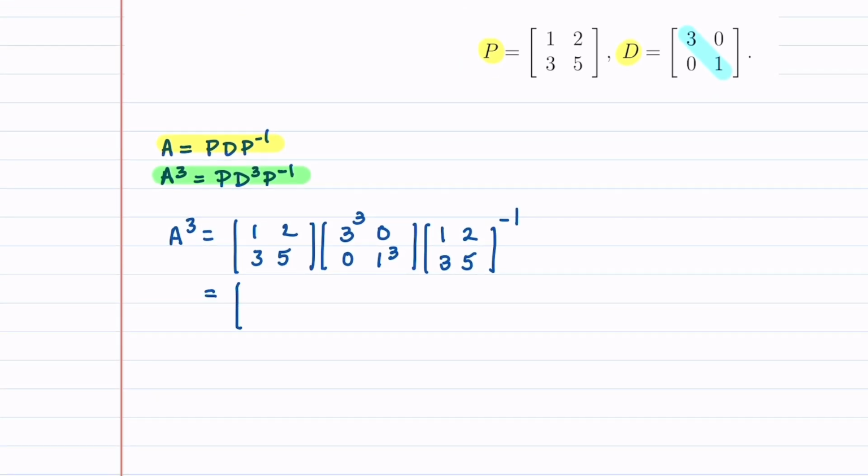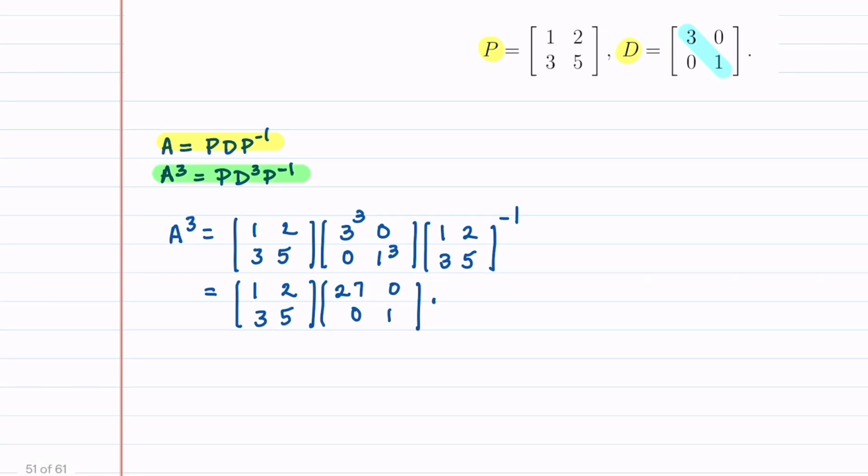We're going to recopy our P, 1, 2, 3, 5. And then let's go ahead and multiply out our D cubed. So this just becomes 3 cubed, which is 27, 0, 0, 1. And then let's go ahead and find the inverse. So to find the inverse, we're going to take 1 divided by the determinant. So the determinant is the main diagonal entries multiplied minus the off diagonal entries multiplied. So this is going to be a 5 minus 6.